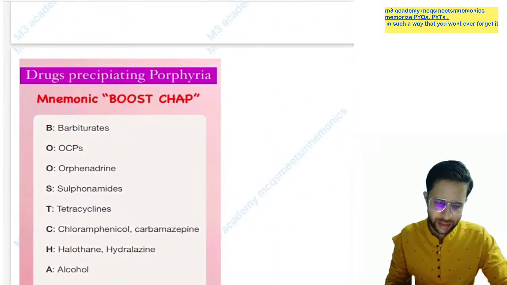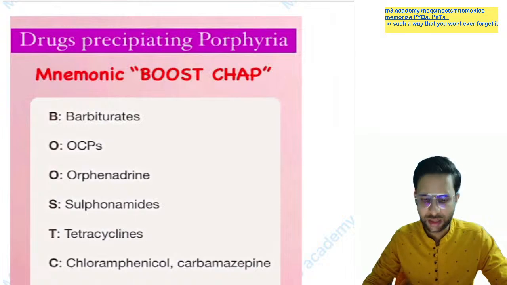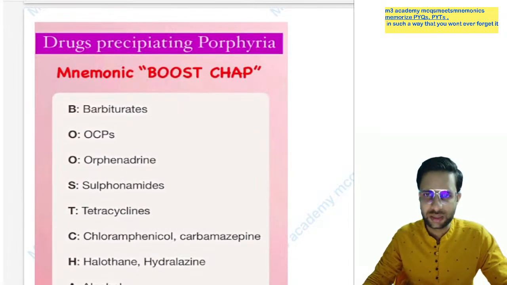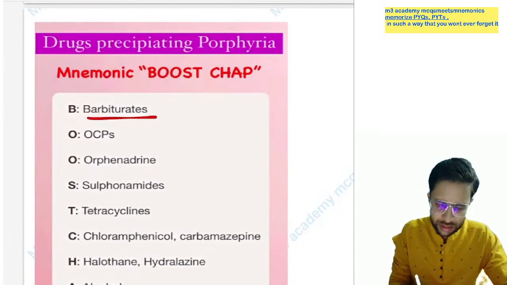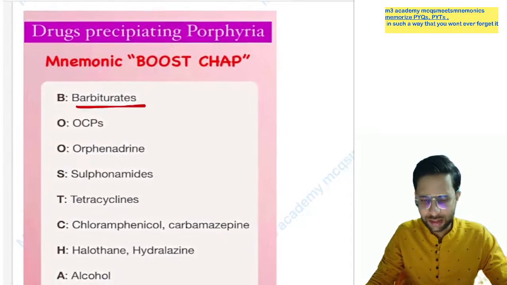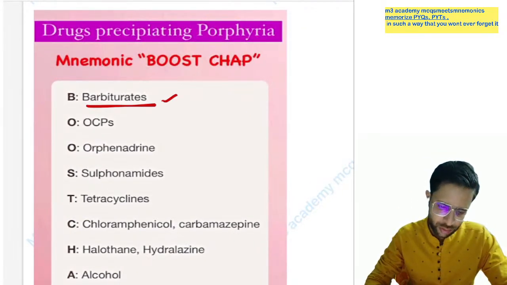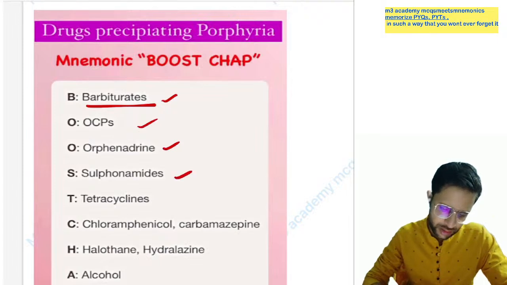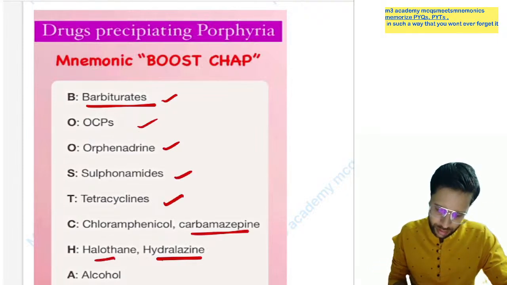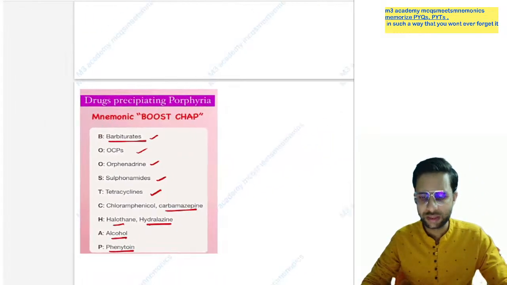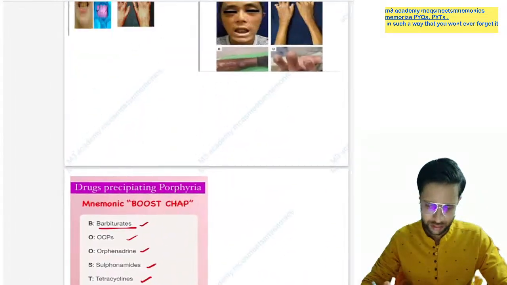Yes. So drug precipitating porphyria. This question can be asked. कौन कौन सी drug precipitate करती है porphyria को? This barbiturate is important. This is already asked. Yes, you can remember this mnemonic BOOST SHARP. Yes. So barbiturate, OCP, orphenadrine, sulfonamide, tetracycline, chloramphenicol, carbamazepine, halothane, hydralazine, alcohol and phenytoin. एक दो बार प्रैक्टिस करेंगे तो आपको ये याद हो जाएगा.